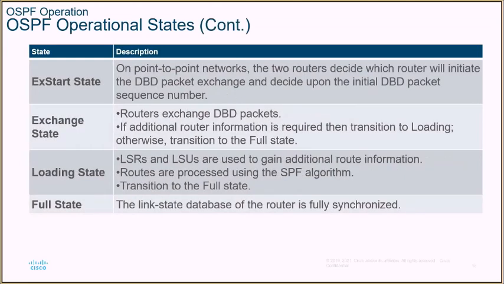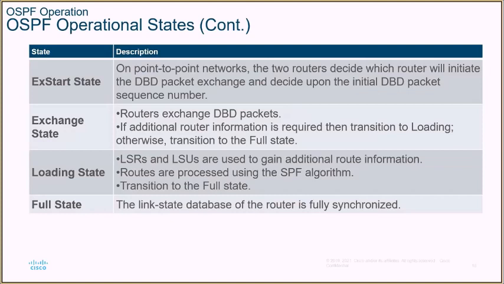And so in the exchange start state, on point-to-point networks, there are two routers that decide which router will initiate the database description packet exchange and decide upon the initial DBD packet sequence number. Routers exchange DBD packets, and so after they've decided that, the exchange start state, then they go to the exchange state. And so that's when they exchange their database description, and then they will often send you link state updates and/or requests in that process as well.